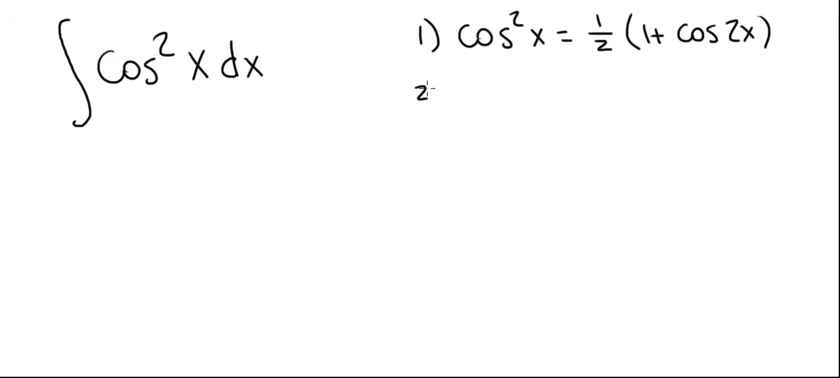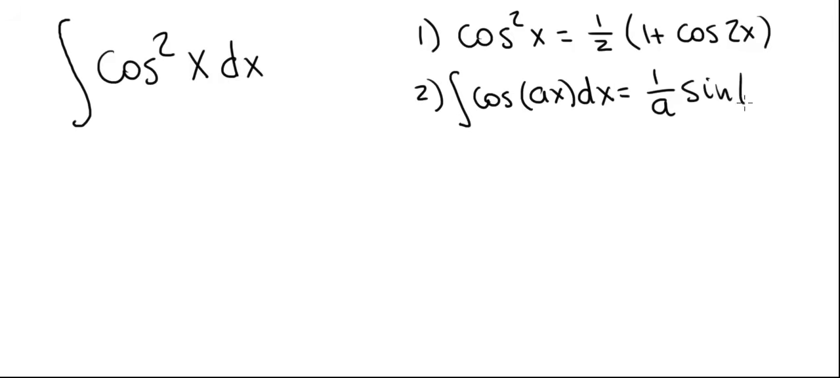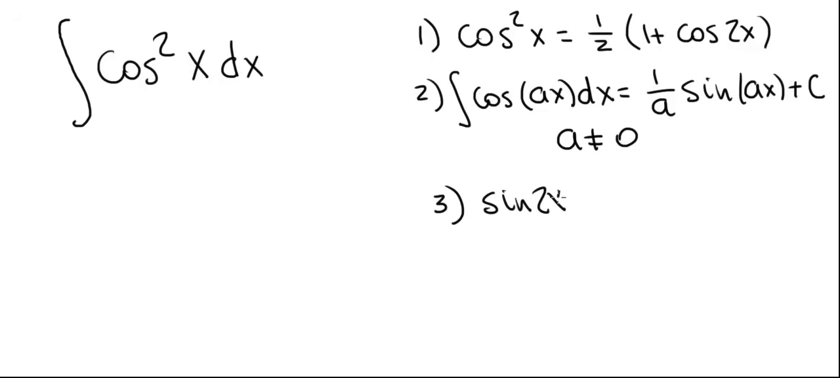And the second result we'll need is the integral of cosine of ax dx equals 1 divided by a times the sine of ax plus c, provided this constant a is not 0. And then result number 3 we'll need is the trig identity sine 2x equals 2 times sine x times cosine x.